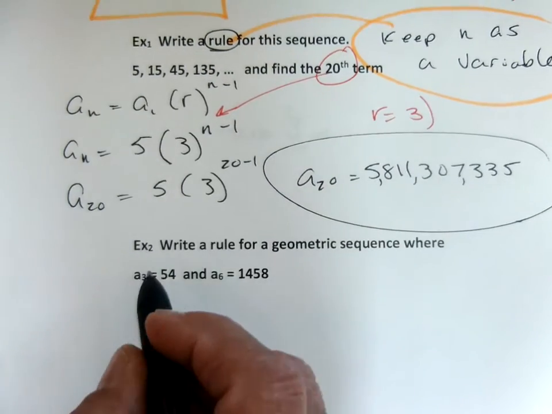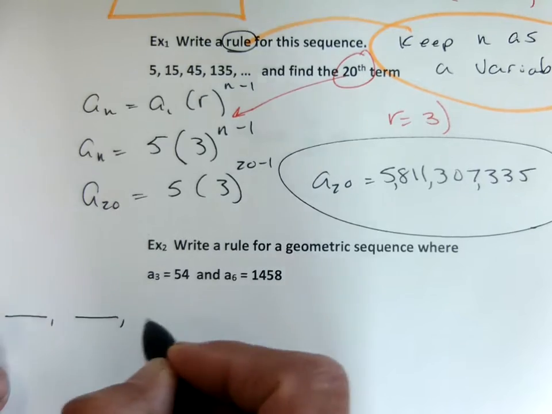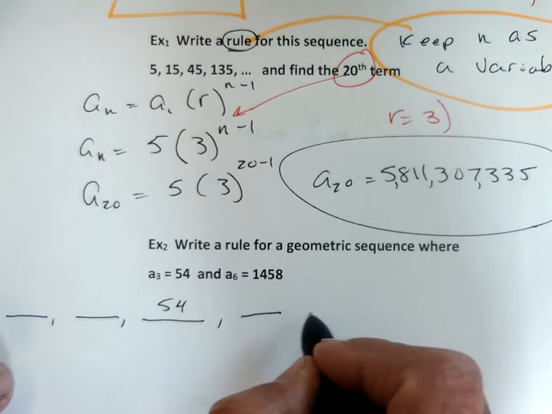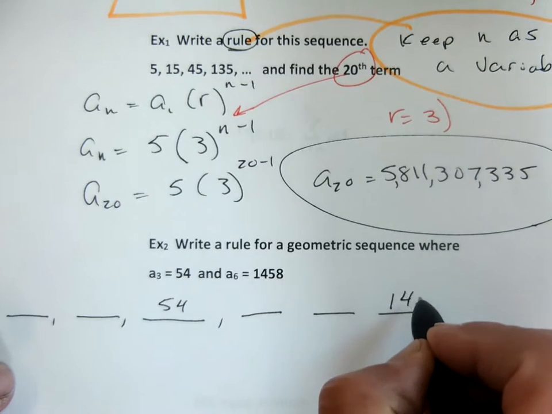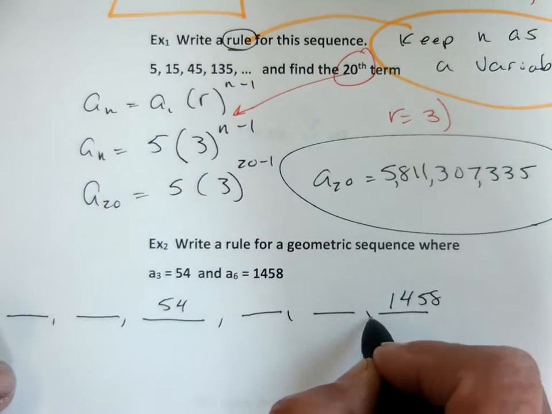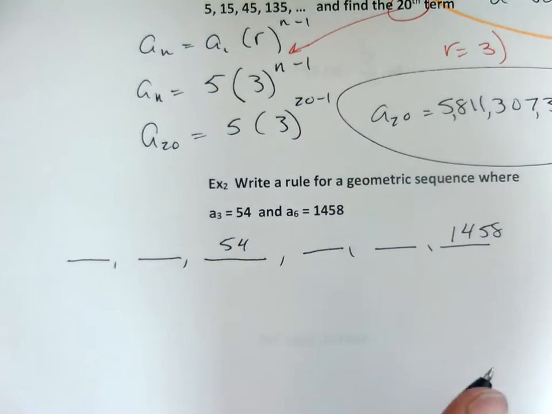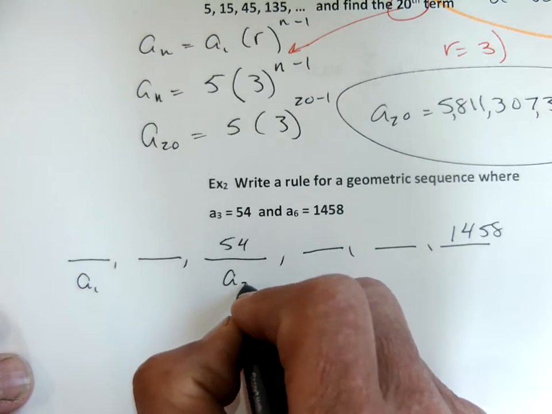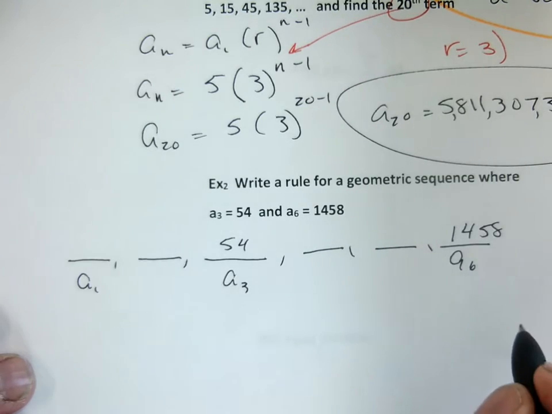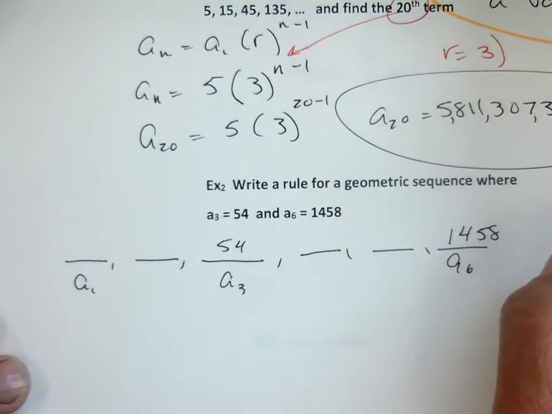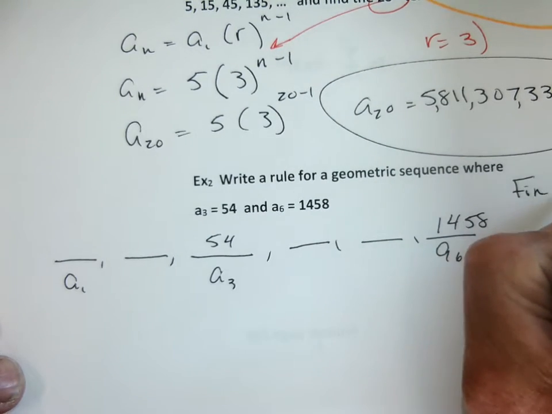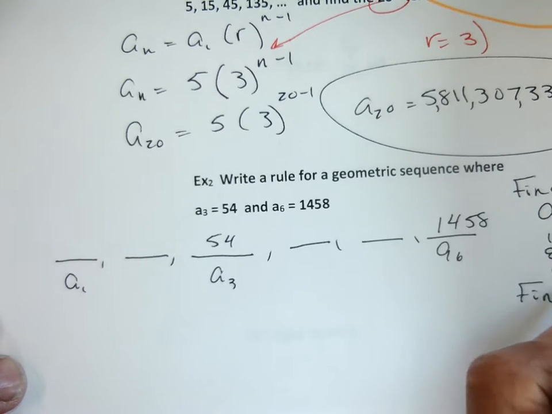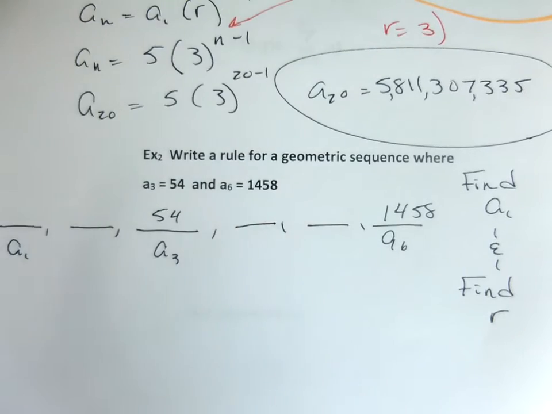Okay, so we've got something going on like this. First term, second term, third term, fourth, fifth, sixth term, okay? What I'd like to do is find the first term. And I'd also like to find the ratio. So I need to find A1 and I need to find R, which is the ratio. Okay, those are the two things I need to find.